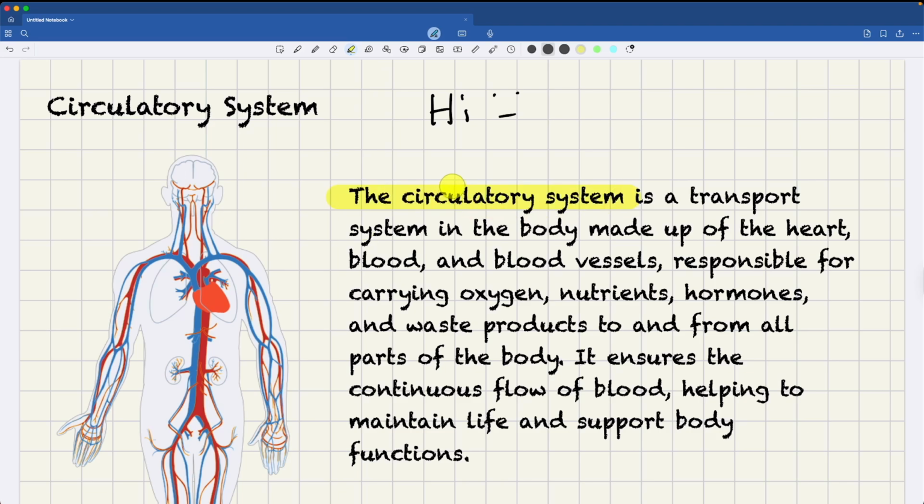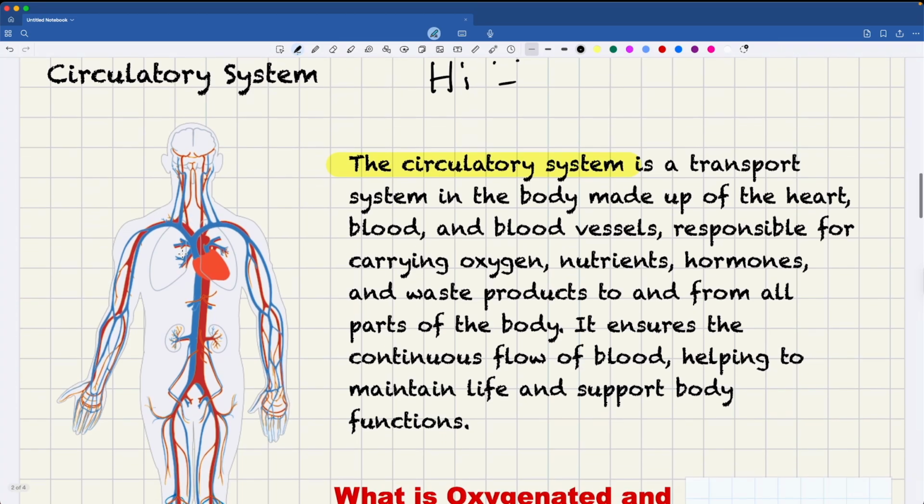Today we're going to learn about the circulatory system, which is also known as the blood system. It is the main transport system in mammals, for example humans. Look at this system, look at the circulatory system.